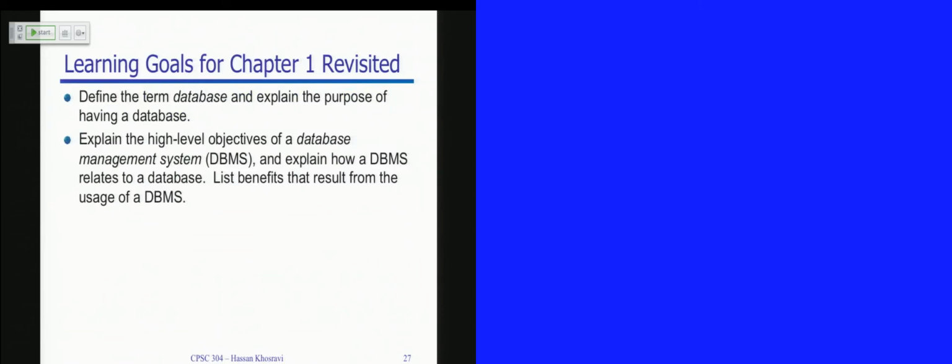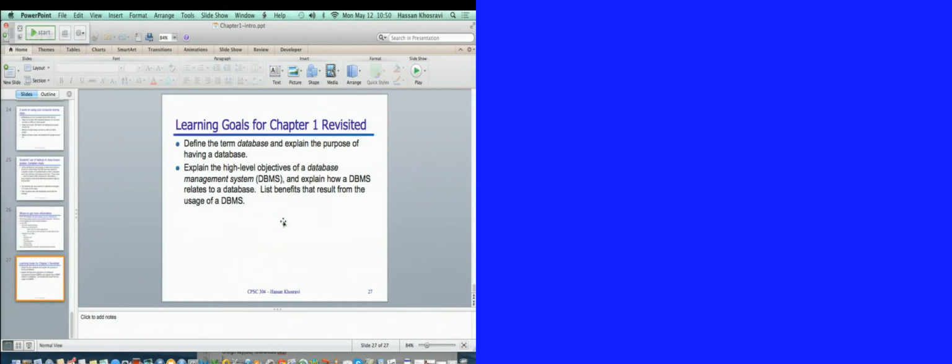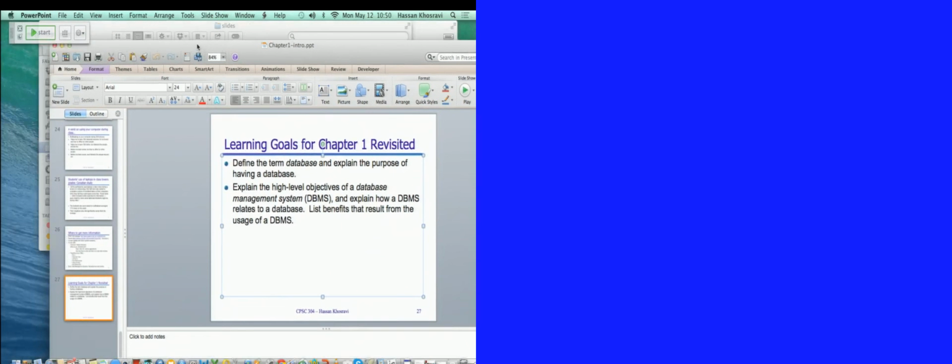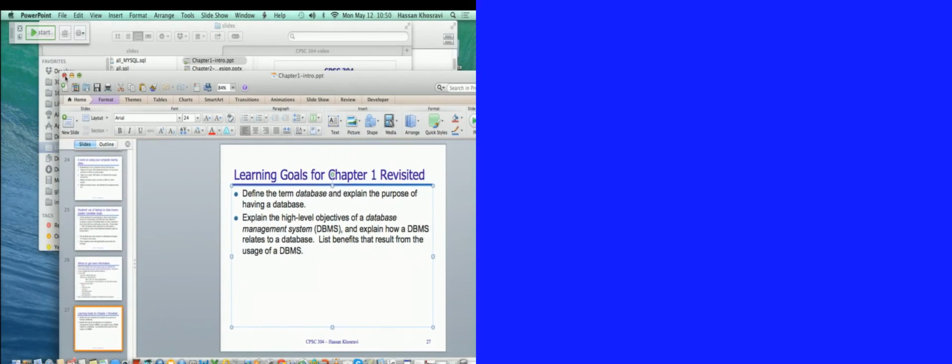Right, so learning goals for chapter 1 revisited. We defined the term database and explained the purpose of having a database. We also talked a little, at a high level, about database management systems and how they relate to a database. Any questions? Alright, then let's move to chapter 2.